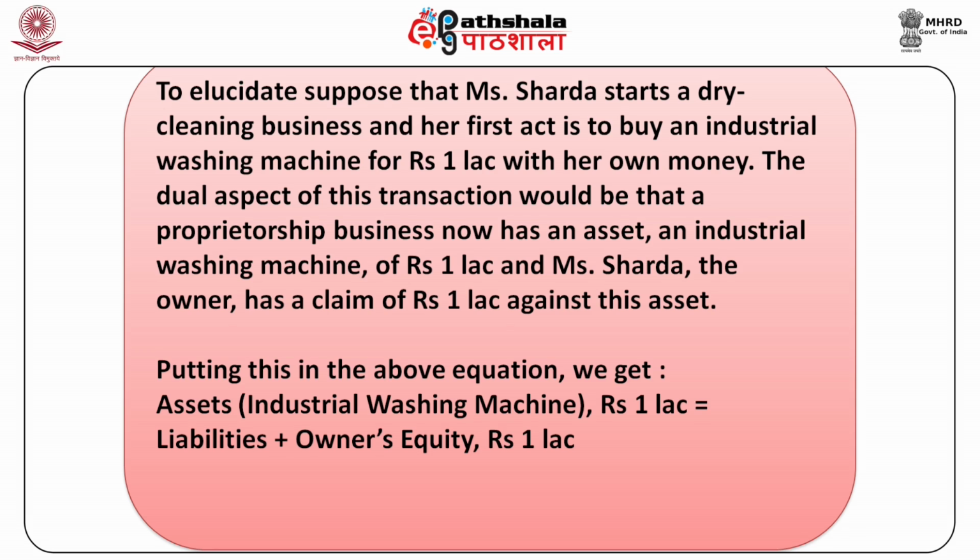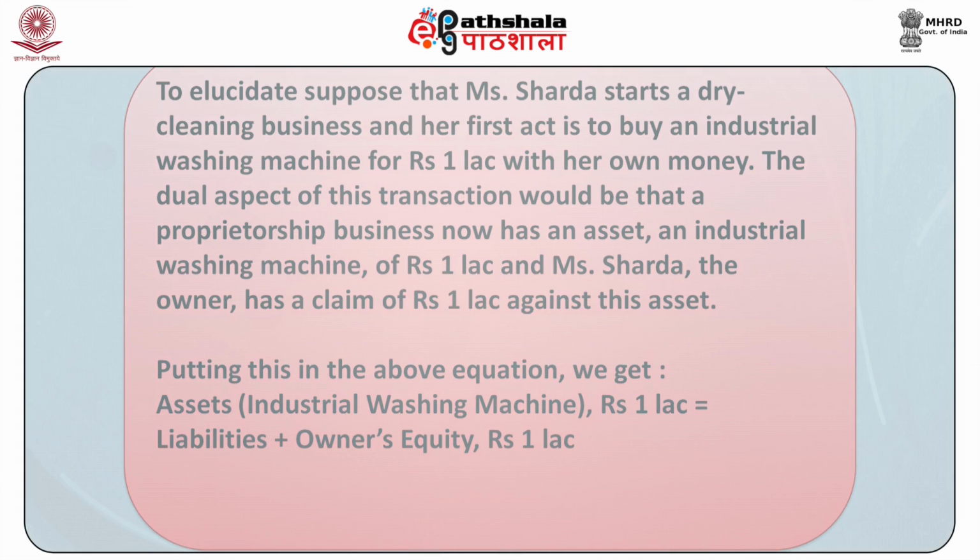The dual aspect of this transaction would be that a proprietorship business now has an asset, an industrial washing machine of rupees 1 lakh, and Ms. Sharda, the owner, has a claim of rupees 1 lakh against this asset. Putting this in the above equation, we get asset, industrial washing machine, rupees 1 lakh, is equal to liabilities plus owner's equity, that is rupees 1 lakh.